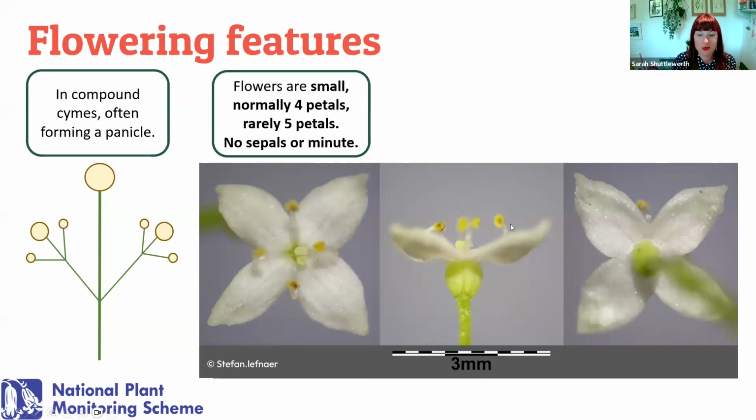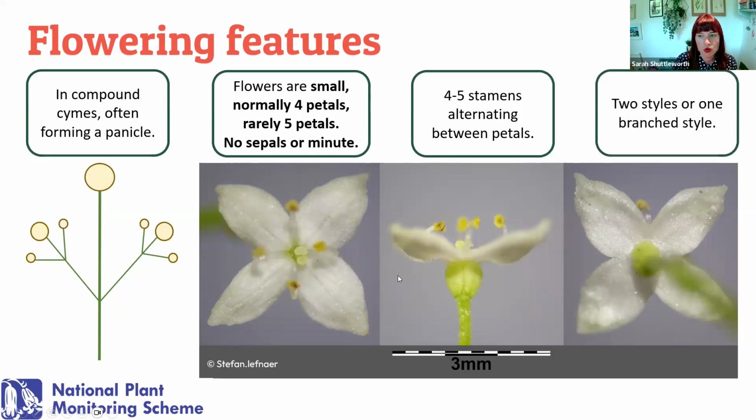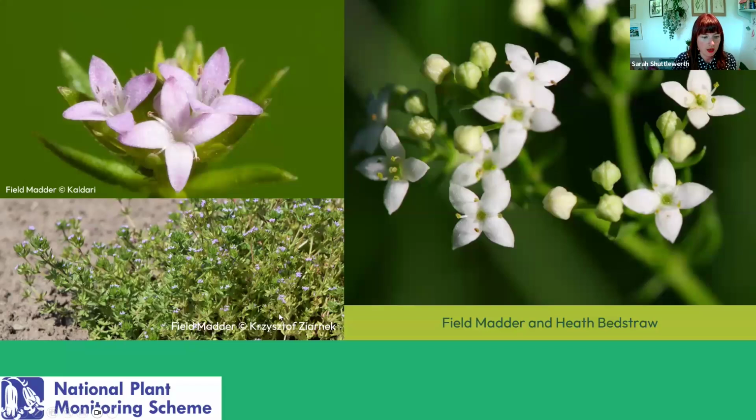Now, we don't have any sepals, or if we do, they're just minute. You can see on this particular species, we don't have any underneath. And we have a lovely arrangement where the stamens are in the gaps between the 4 petals. Then we've got 2 styles, or one that's a branched style. And that's essentially the arrangement.